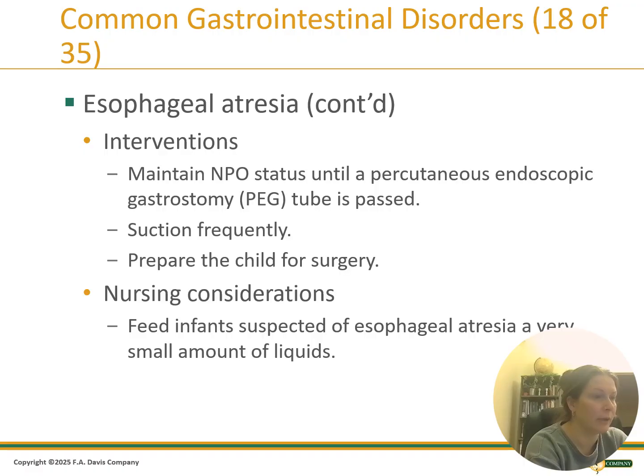So for interventions, we're going to maintain an NPO status until we can have a PEG tube placed for this child. We're going to orally suction them frequently. We're going to prepare the child and the family for surgery, which is going to be the definitive treatment for this. If we suspect esophageal atresia, we really don't want to orally feed them, even small amounts.